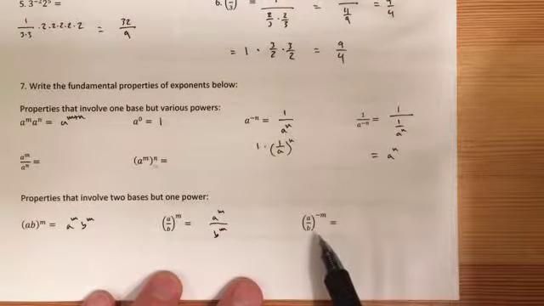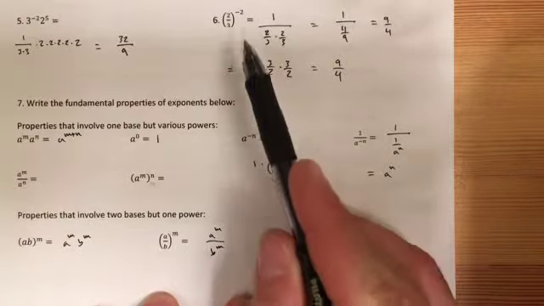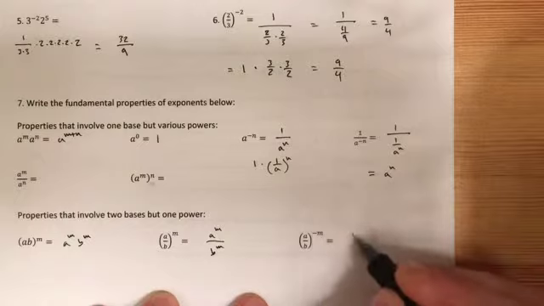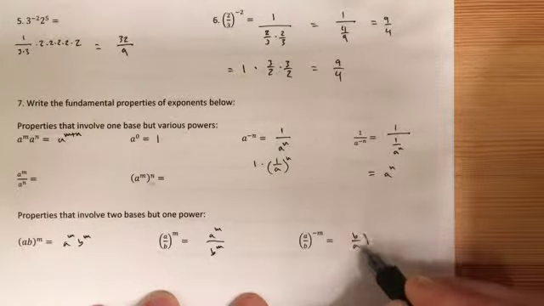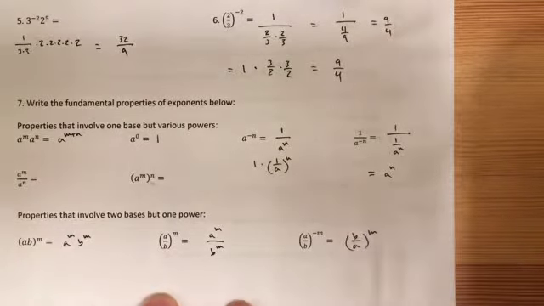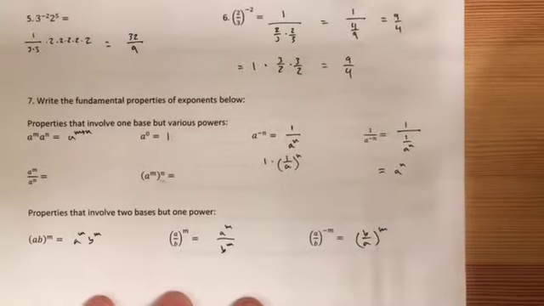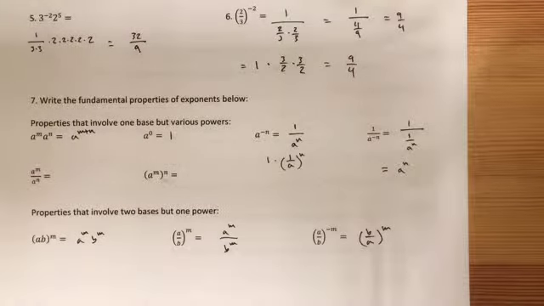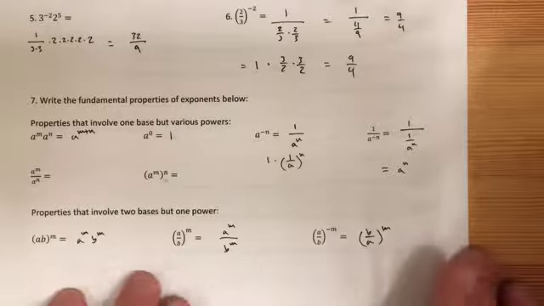And we already looked at what happens when you take a fraction to a negative power. It just becomes the reciprocal to the positive power, right? Because division is multiplication by reciprocal. So those are the fundamental properties of exponents. Okay, turning the page.